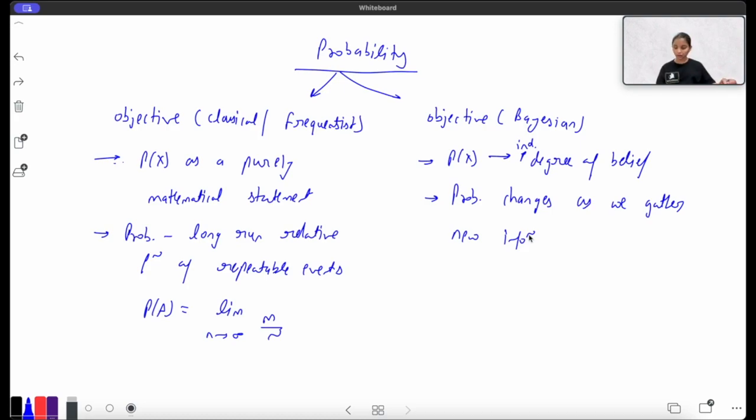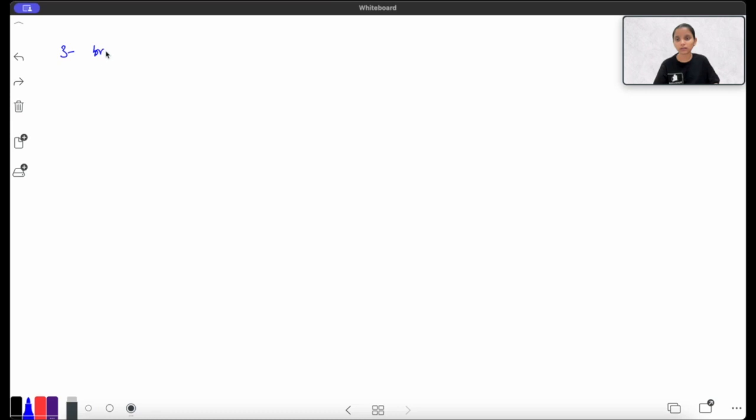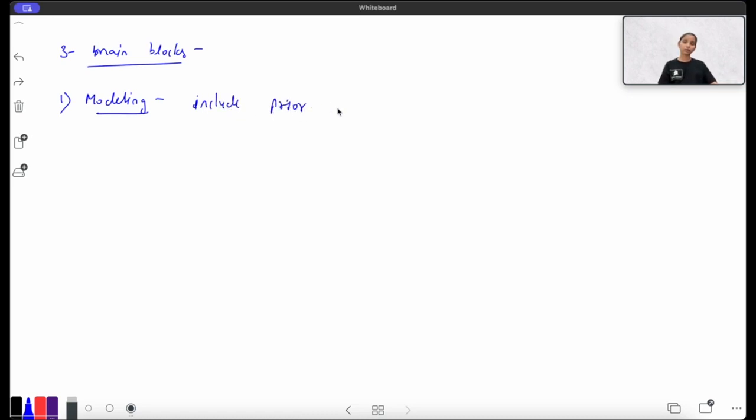Talking about the Bayesian approach, there are three main blocks when we are studying Bayesian inference. What are these three main blocks? The first thing is modeling. We are going to do modeling in Bayesian inference. The modeling basically includes prior knowledge. In the classical or frequentist approach, we don't include prior knowledge. So include prior knowledge, or you can say expert's opinion.